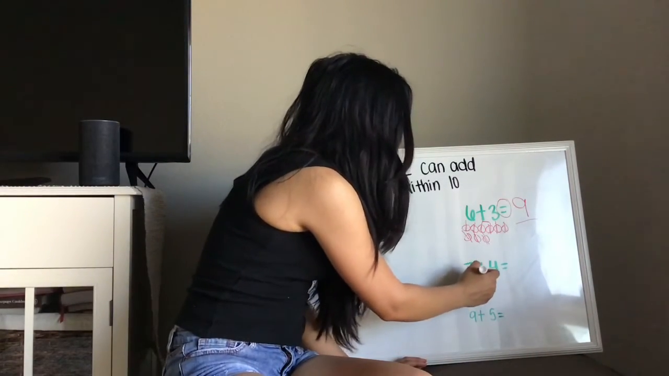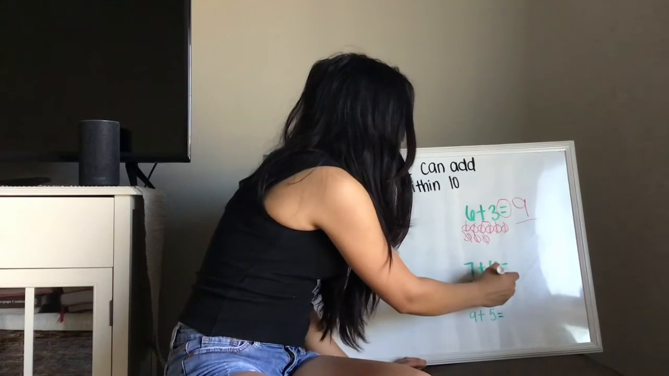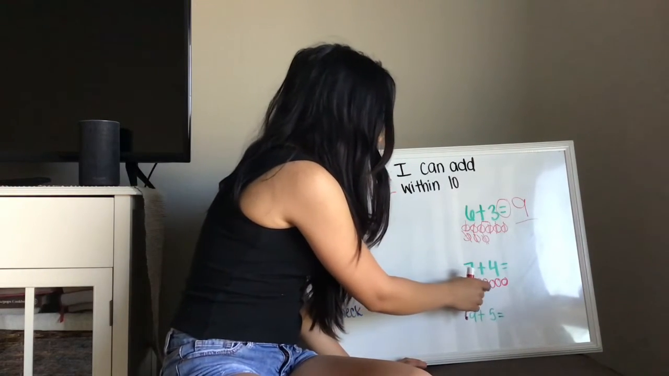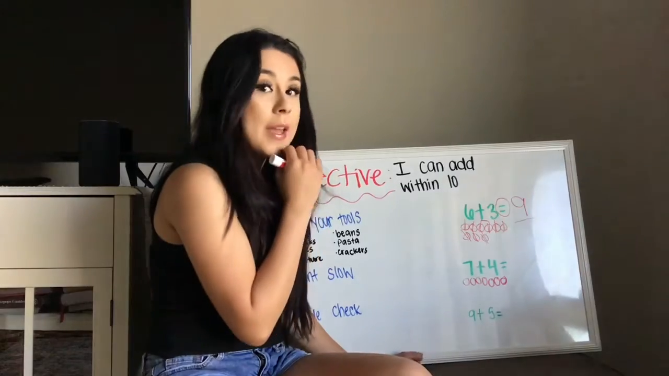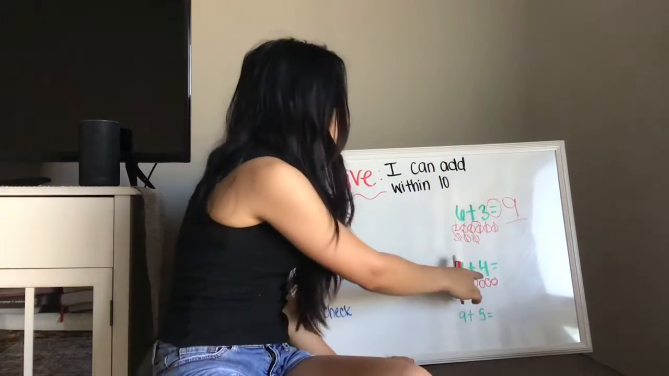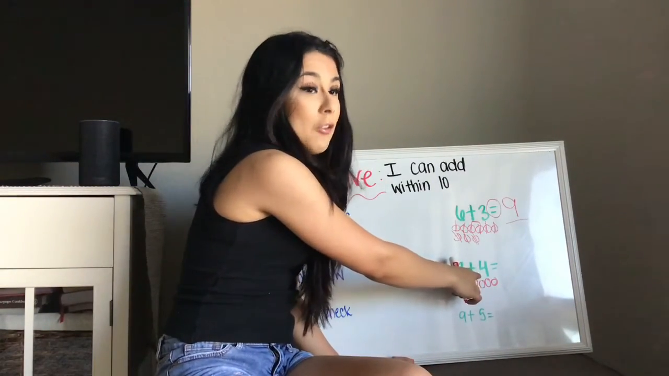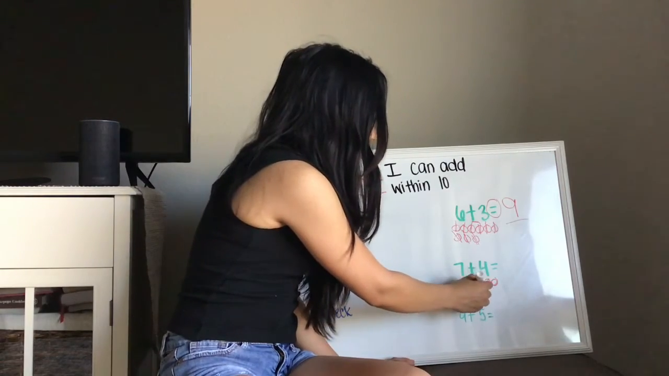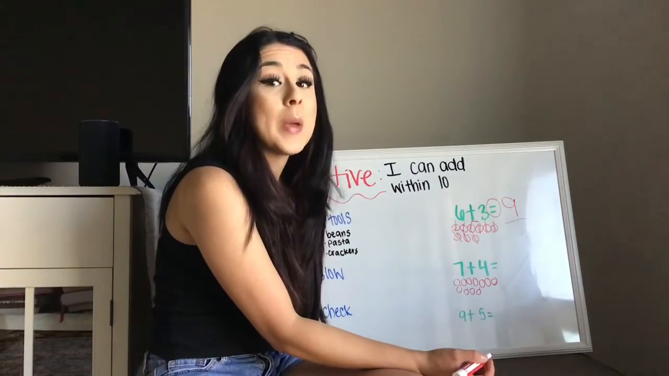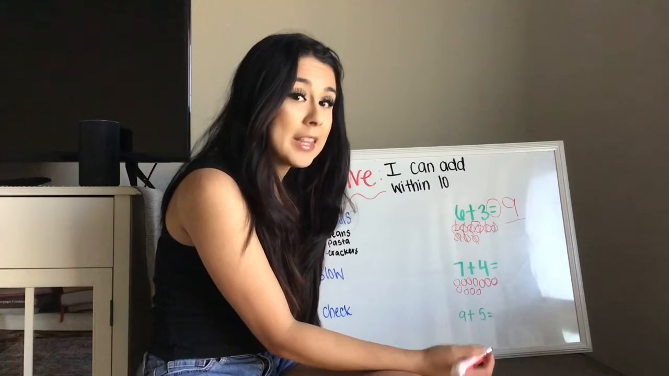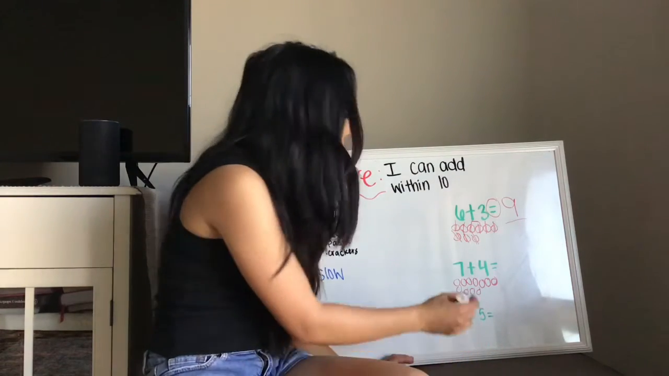1, 2, 3, 4, 5, 6, 7. 1, 2, 3, 4, 5, 6, 7. Let's go ahead and draw our second addend, which is 4. Good job. 1, 2, 3, 4. Now we're going to add them together. We're going to combine them. All of those mean the same thing.